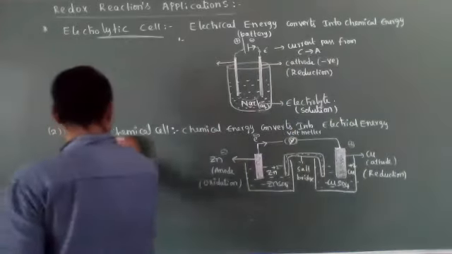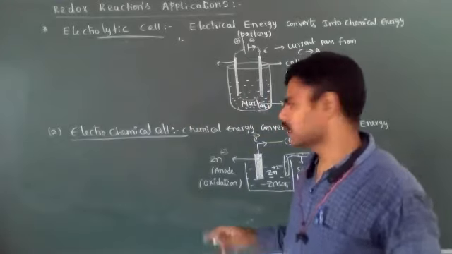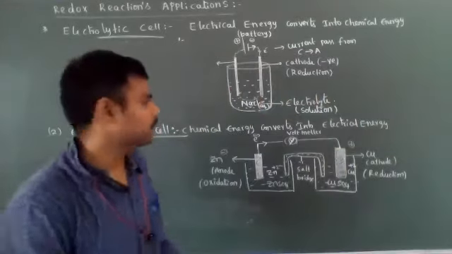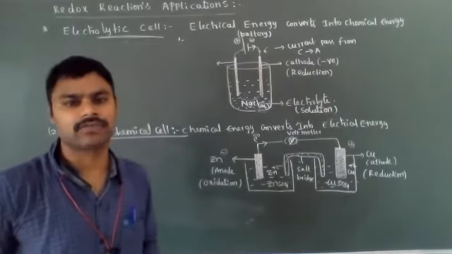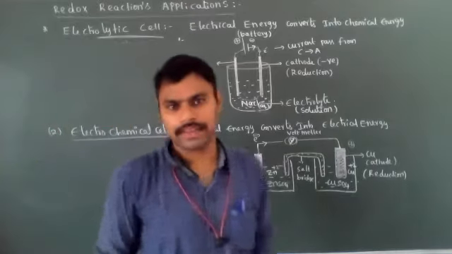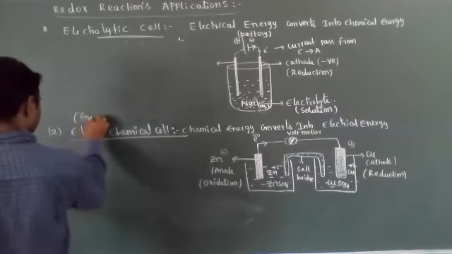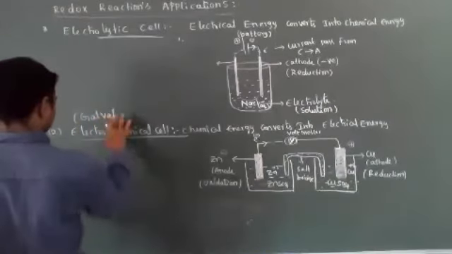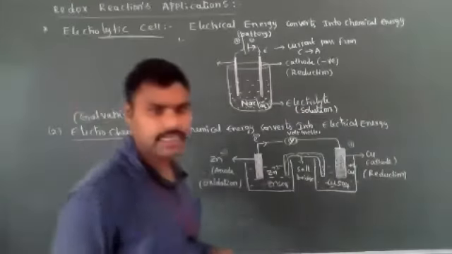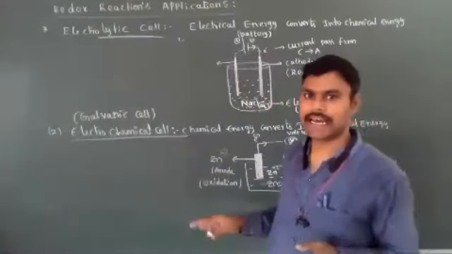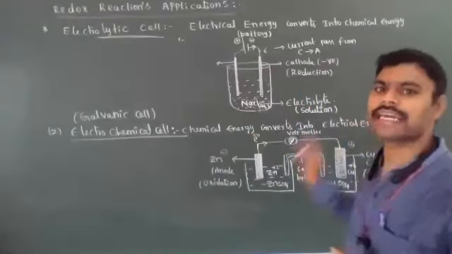For example, electrochemical cells act as nothing but batteries. These electrochemical cells are useful for the production of electricity. Chemical energy is converted into electrical energy. The main important electrochemical cell is the galvanic cell. This galvanic cell, or electrochemical cell, is used for the conversion of chemical energy into electrical energy.